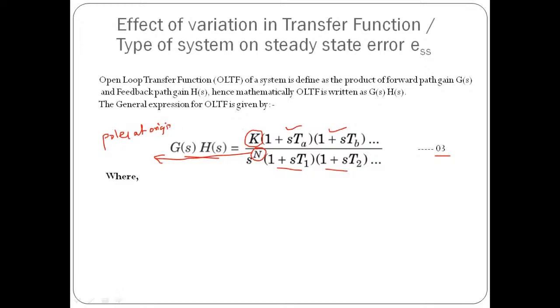This is very important. Type 0 means there will be no pole available at the origin, hence this is called n equals 0 or a type 0 system. When we have a type 1 system, the value of n is 1. That means there will be one pole available at the origin. So type of a system means the number of poles at the origin. At the origin, that is important.